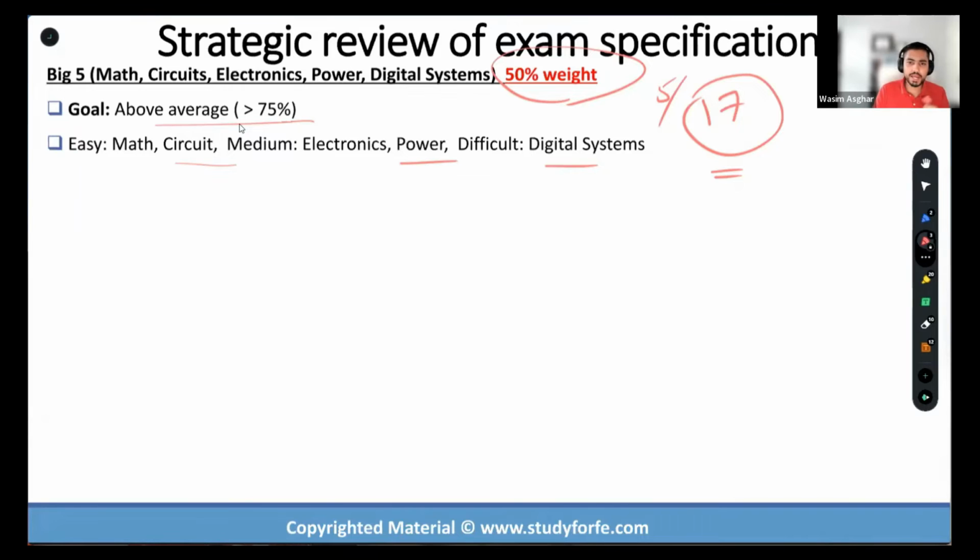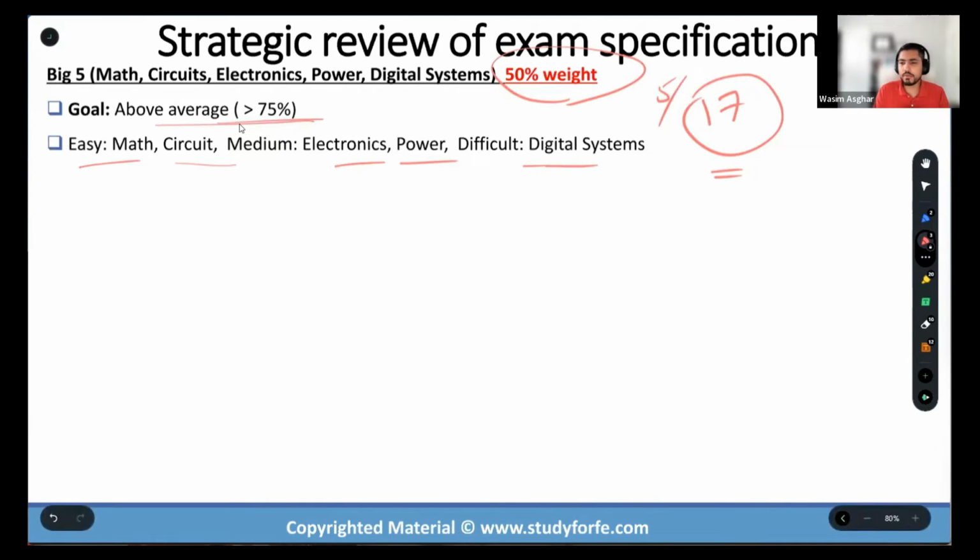The way you give respect is you actually do your homework, you take a deep dive into these concepts, you spend extra time, you don't shove things under the rug. You really try and get a good grip on every one of these topics. And this is my rating: within these big five, math and circuits are easy, electronics and power are a little bit difficult, and digital systems, in my books, guys, is the most difficult topic amongst the big five, if not amongst all the 17 sections.